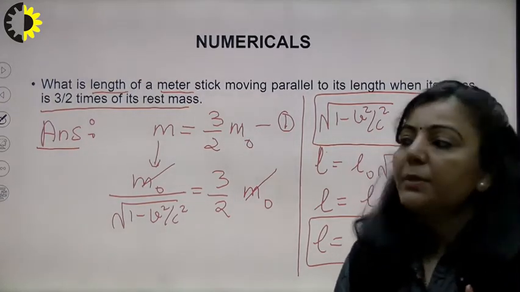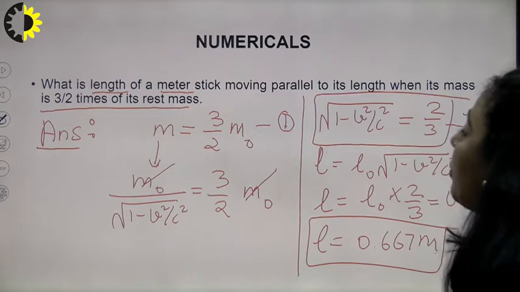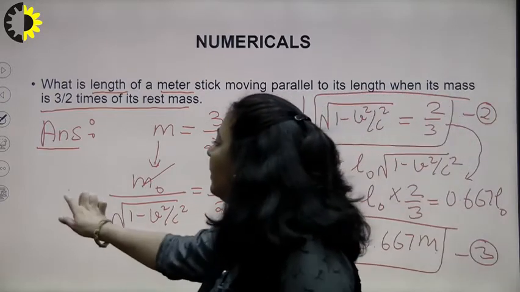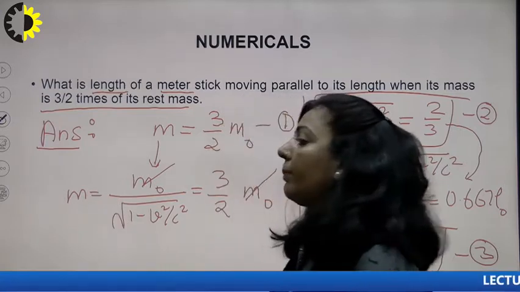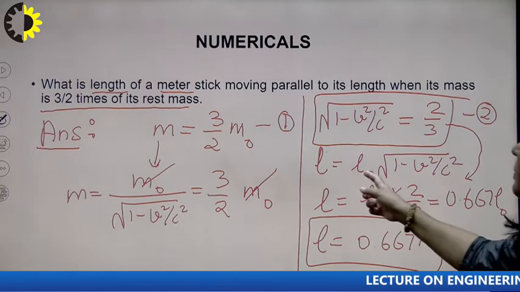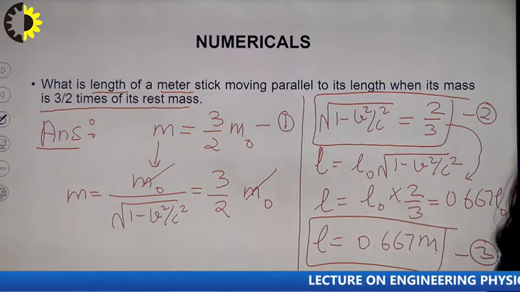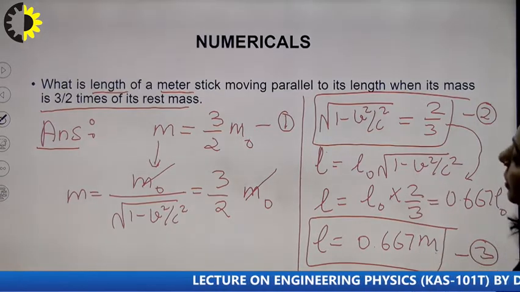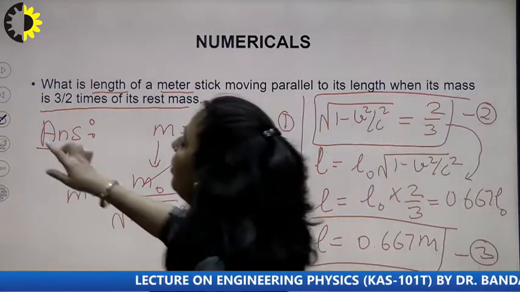So two concepts are involved here. One is the concept of variation of mass with the velocity of a particle, which is m equal to m naught upon root 1 minus v square upon c square. And the second is the concept of length contraction. So these two are involved, and you can solve these questions using these formulas.